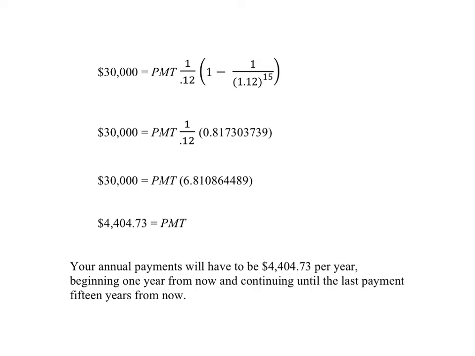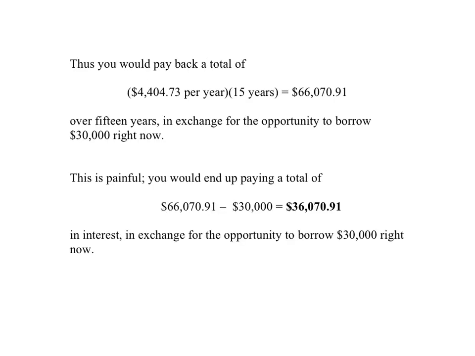All right, so PMT turns out at the end of the computation to be $4,404.73. That's how much your annual payments will need to be, starting 1 year from now and continuing until the last payment 15 years from now. Is that annual payment a large amount of money, a small amount of money? How can we tell? Let's think of it this way.